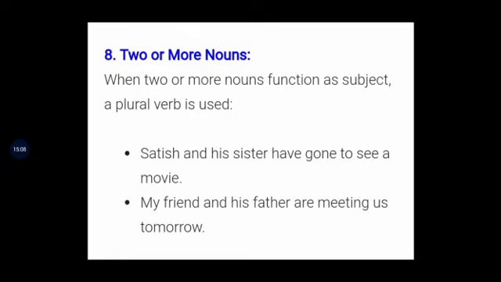We cannot say my friend and his father is, because my friend is one subject and his father is another subject. The subject is made up of two nouns and hence it is a plural subject. A plural subject takes the plural form of the verb. My friend and his father are meeting us tomorrow.